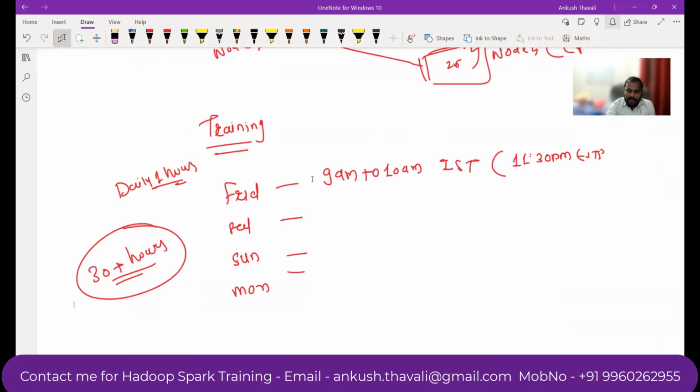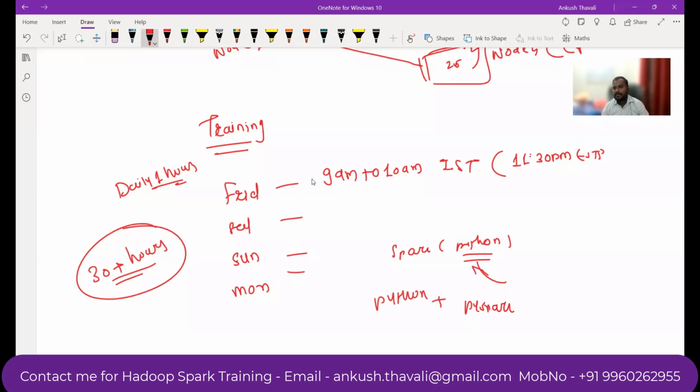And one more thing which is not listed here: this Spark will be based on Python. So I will take separate Python classes, which are included in this training only. We will start with Python, and then we'll start with PySpark. So that's how we are going to do it.